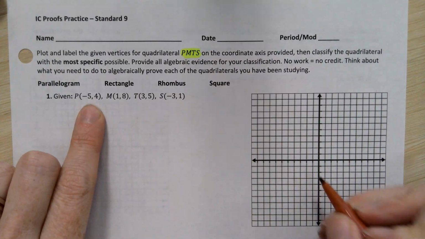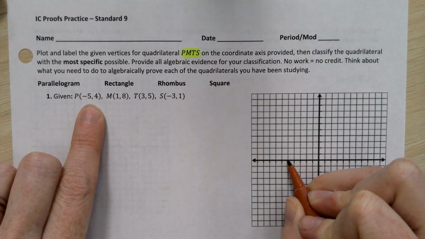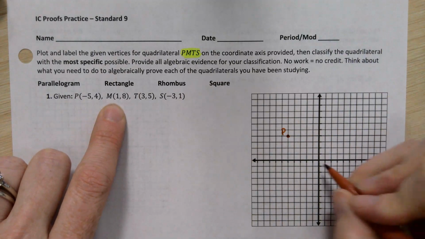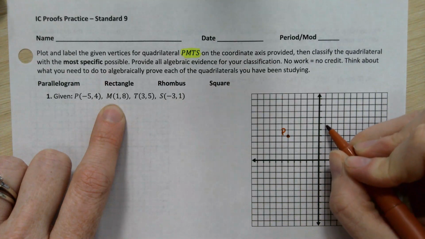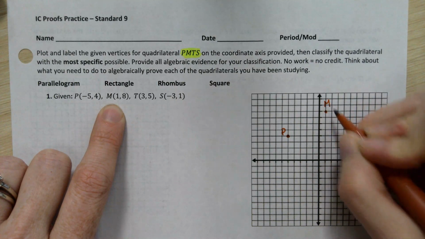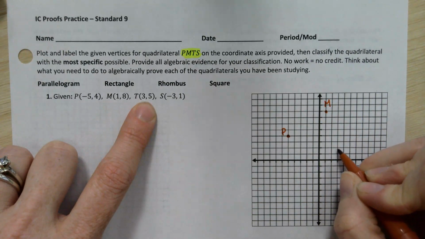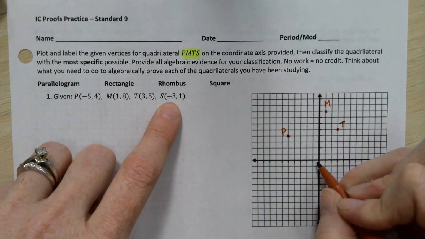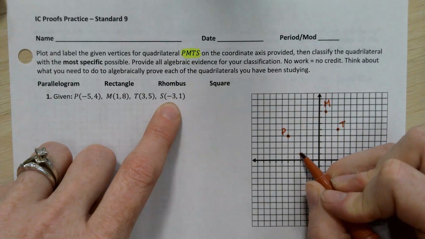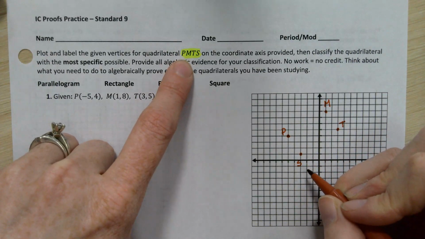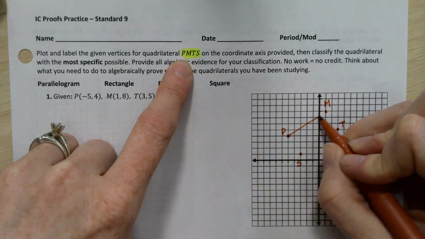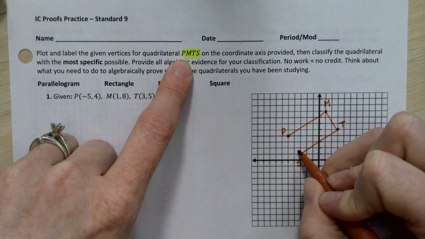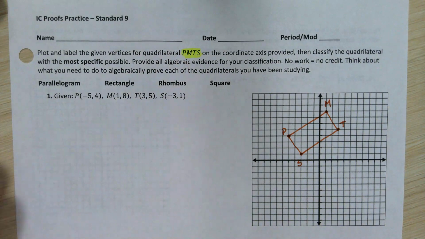So if we're going to graph P, we're going to go 5 boxes to the left and 4 boxes up. For M, 1 to the right and 8 up. T is going to be 3 to the right and 5 up. And then S, 3 to the left and 1 up. Connecting in the order of the name, we're going to connect from P to M, then to T, then to S, and back to P to make it a polygon.